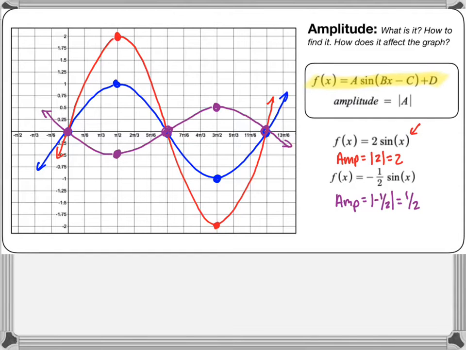We usually do that first when we're graphing something that has a lot of moving parts. So anyhow, that's how you do that. And then let's go on to the period and how to change that and graph it.